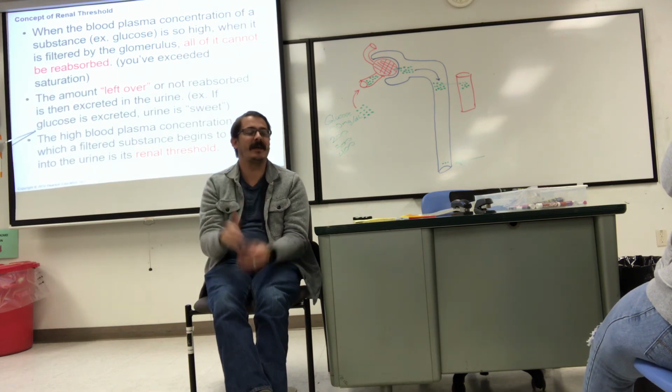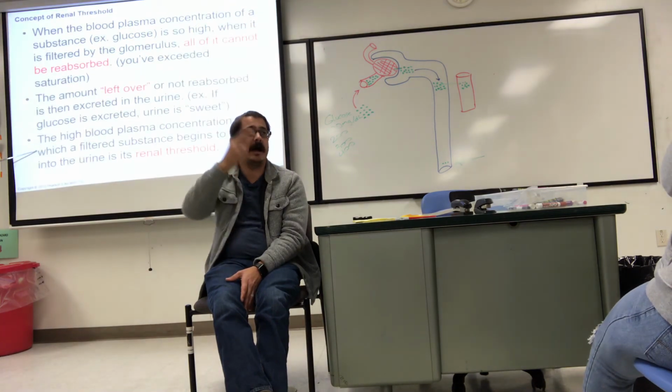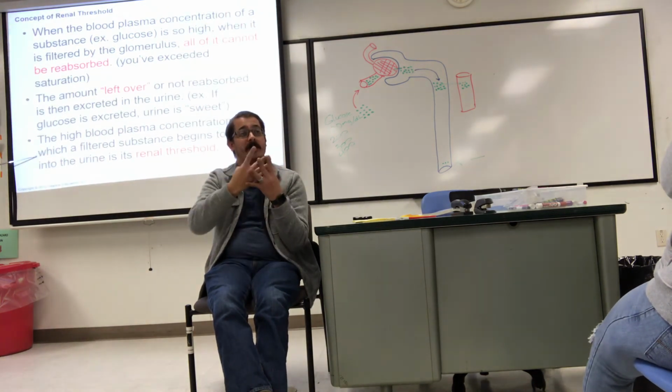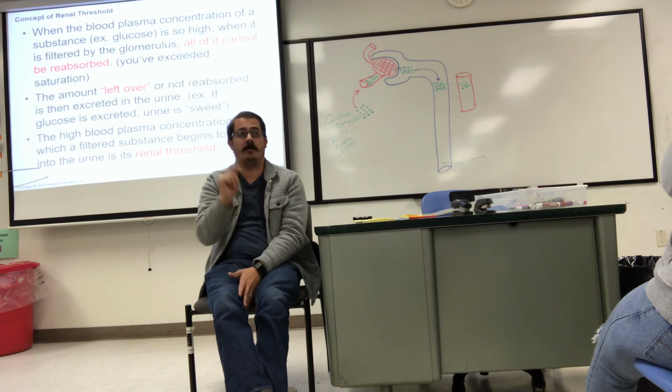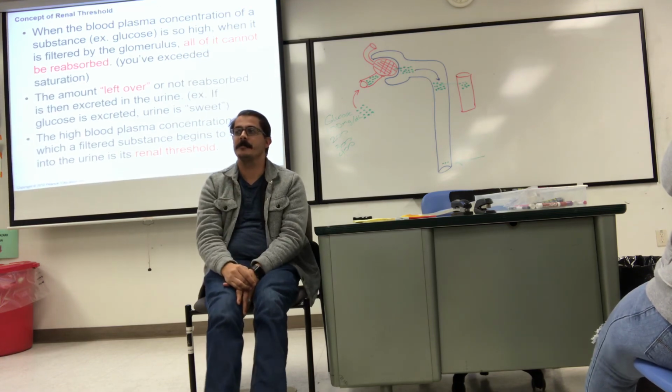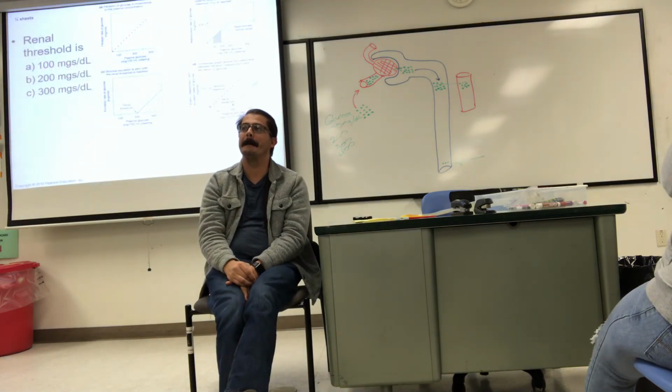Anyways, glucose is excreted. The high blood plasma concentration at which the filtered substance begins to spill is the renal threshold.